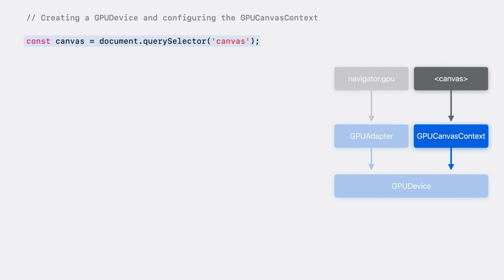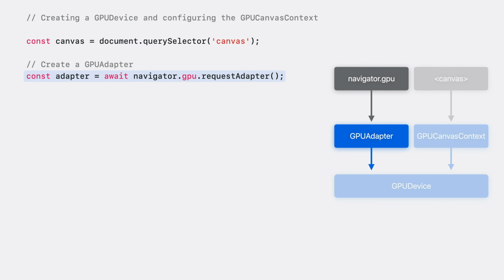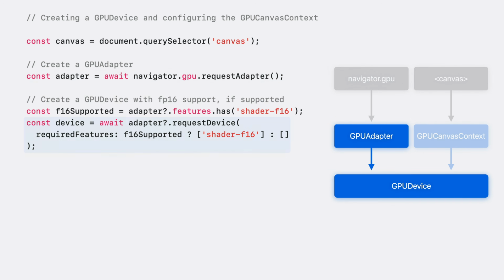Assuming you have a page with a canvas, start by getting the canvas element. Then, use navigator.gpu.requestAdapter to create an adapter, and call requestDevice to create your GPU device.